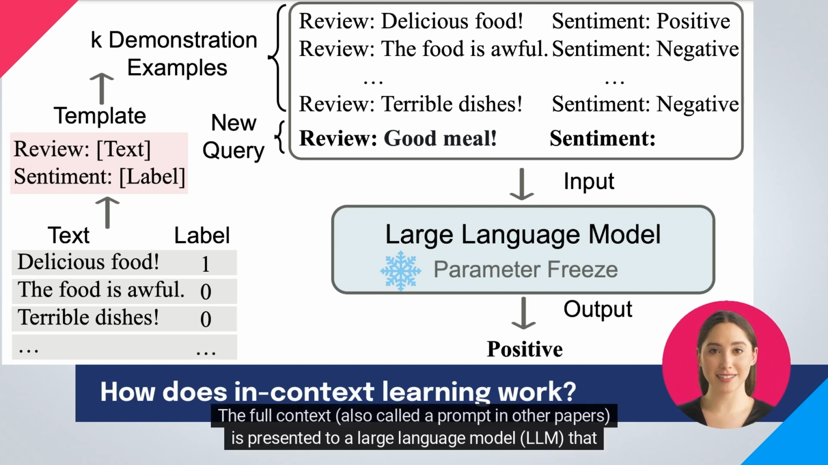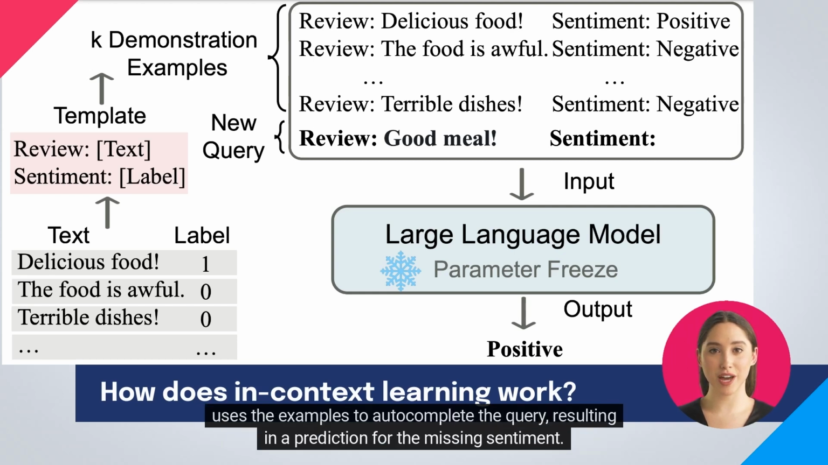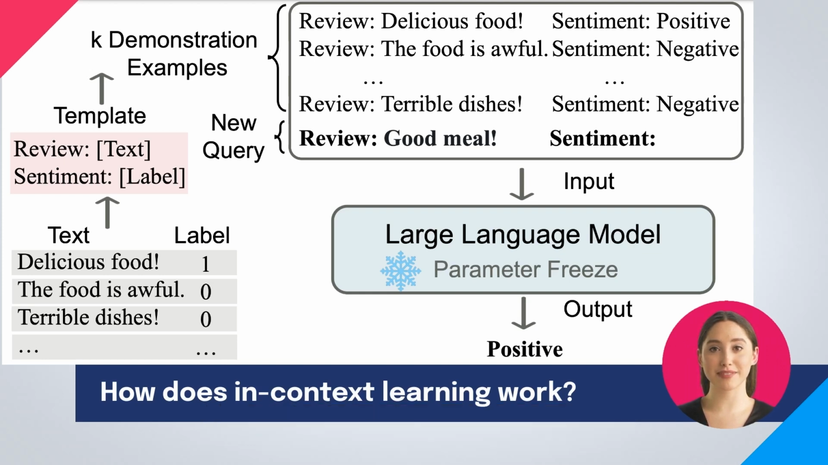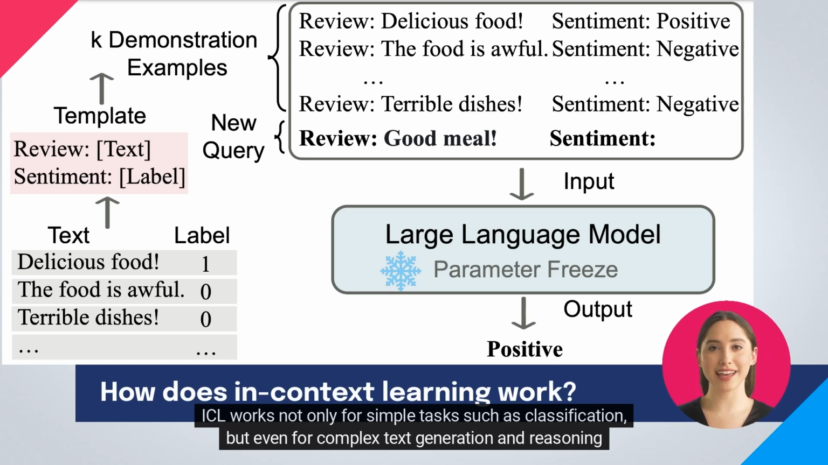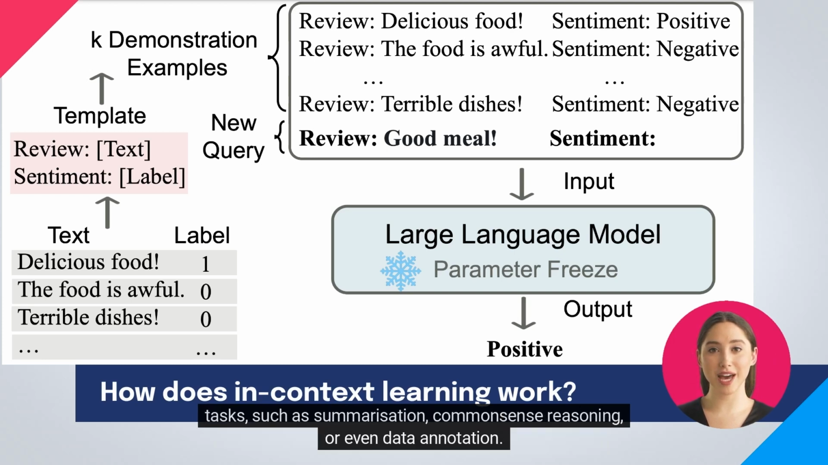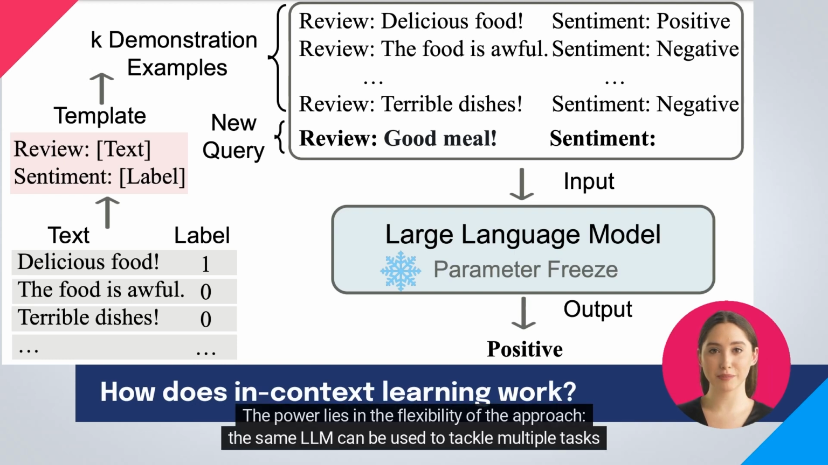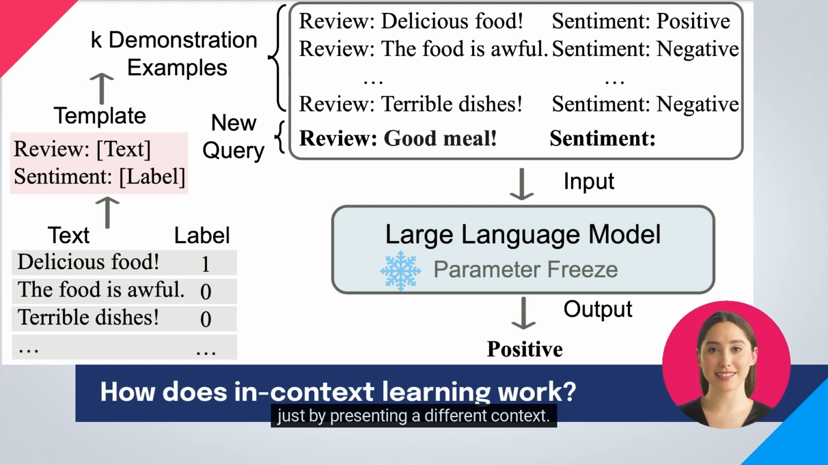The full context, also called a prompt in other papers, is presented to a large language model, LLM, that uses the examples to autocomplete the query, resulting in a prediction for the missing sentiment. ICL works not only for simple tasks such as classification, but even for complex text generation and reasoning tasks such as summarization, common sense reasoning, or even data annotation. The power lies in the flexibility of the approach. The same LLM can be used to tackle multiple tasks just by presenting a different context.